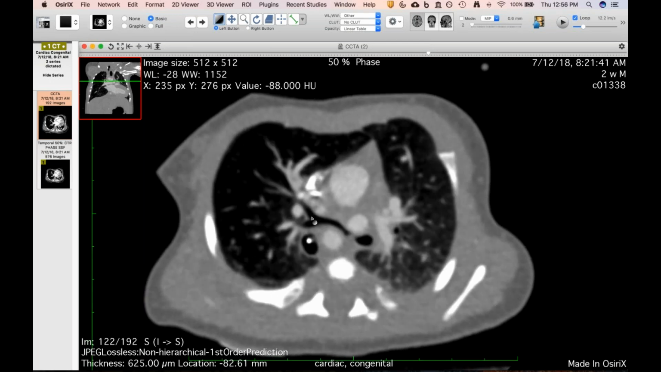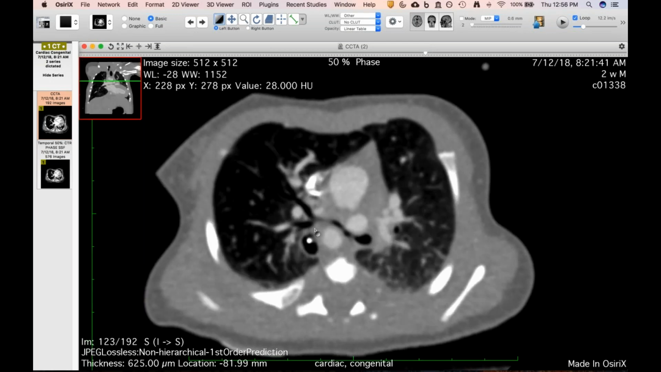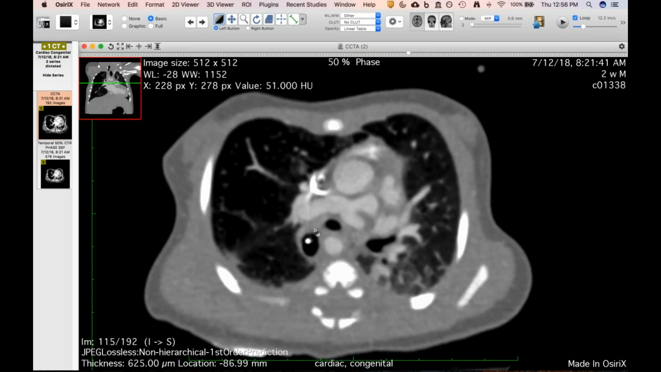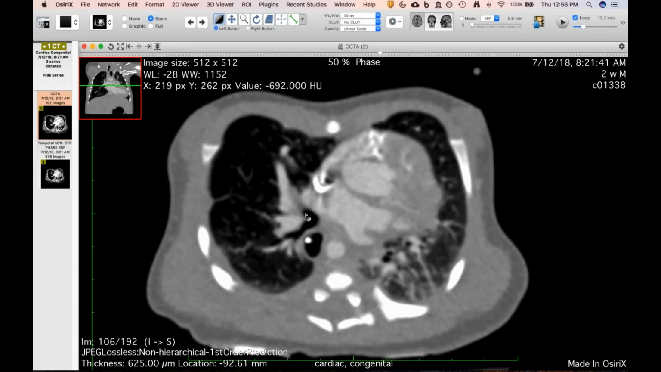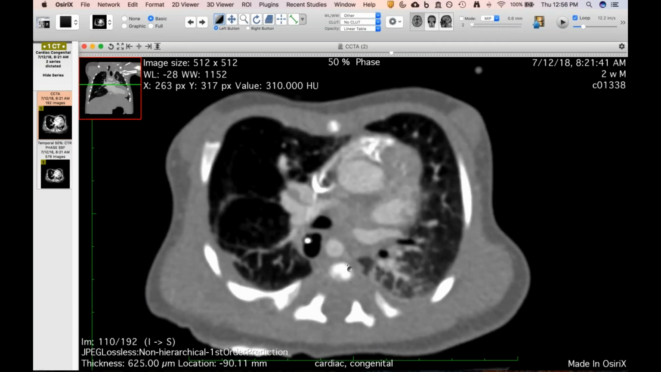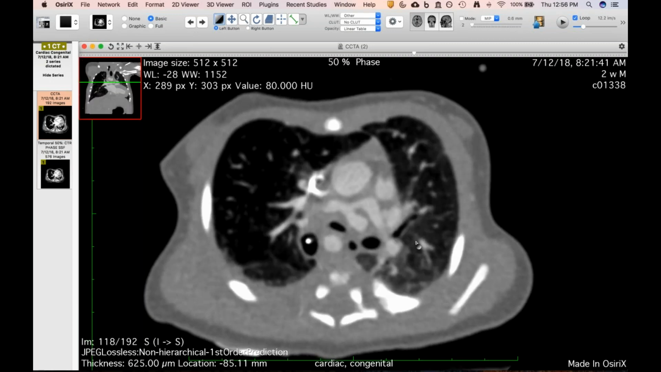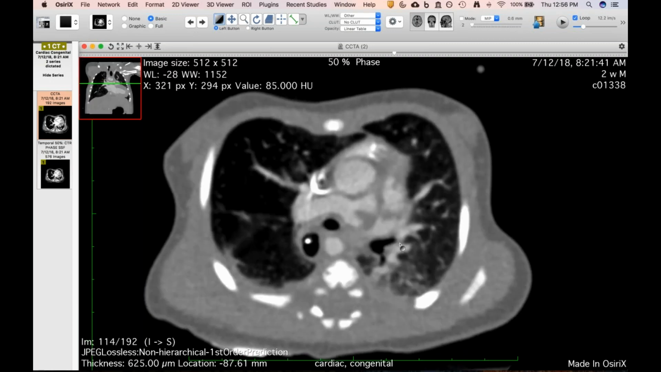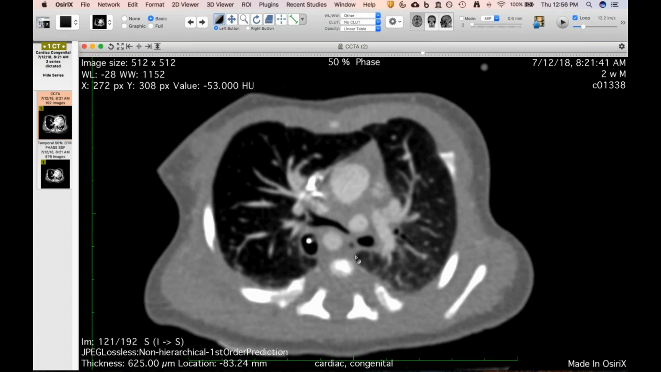I think it is a normal right bronchus. I think this is the right upper lobe. And then you have a bronchus intermedius here with a middle lobe and a lower lobe. And I think on the left side, you have normal branching pattern. So I think there's no situs abnormality.